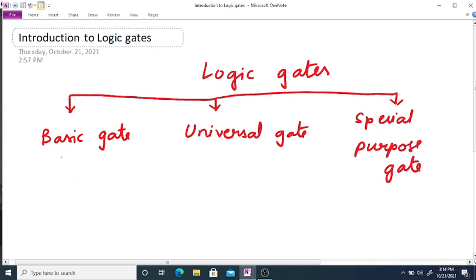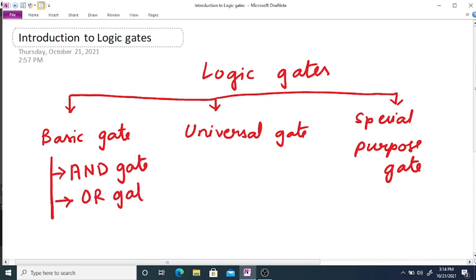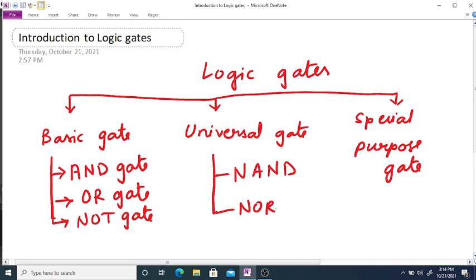Again, basic gates are of three types. First one, AND gate. Second, OR gate. And third type is NOT gate. Universal gates are of two types. First one, NAND gate, and second one, NOR gate.